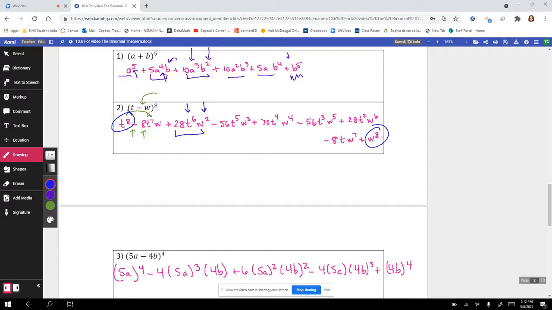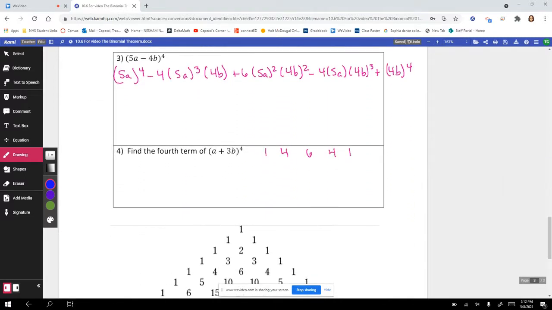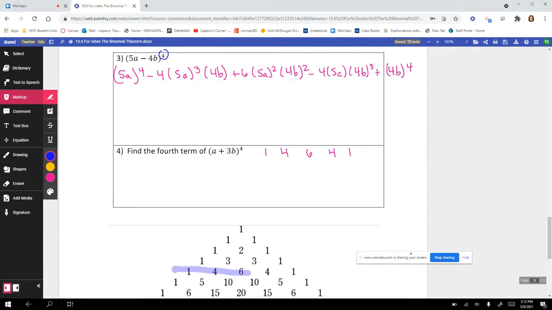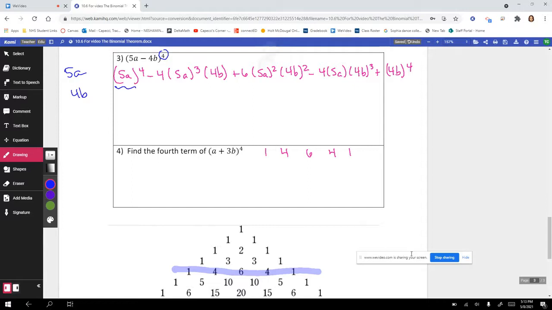Okay, now let's take a look at one that's a little trickier. I'm bringing Pascal's triangle down here as well. Now again, we're looking at the 4th power. So my 4th power is going to be here. So I'm going to use those values, okay? So this time my first term is 5a, and my second term is 4b. So I'm going to have to include that in parentheses when I'm raising it to the power. Again, that's a negative, so I'm going to alternate my signs.